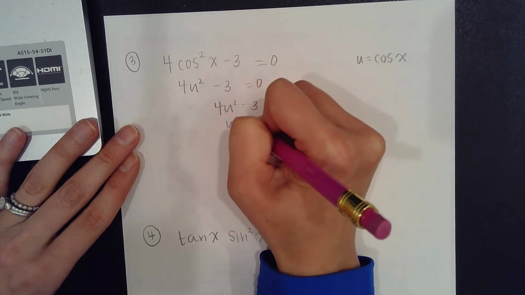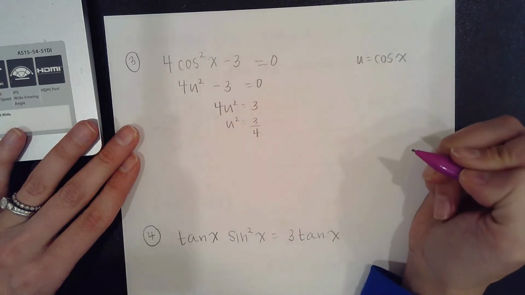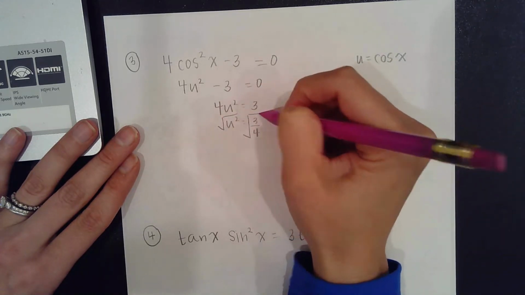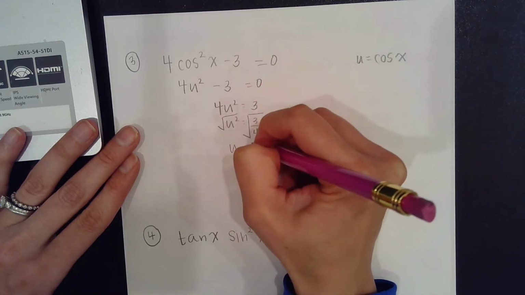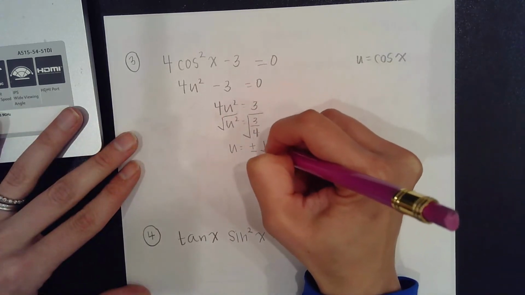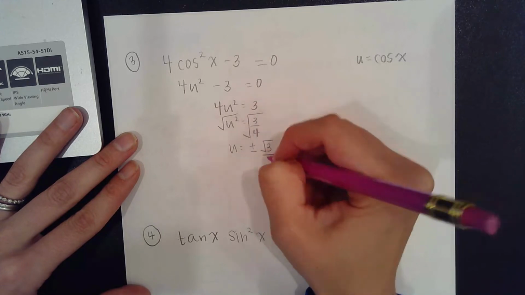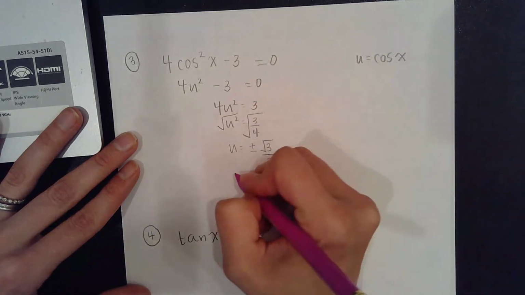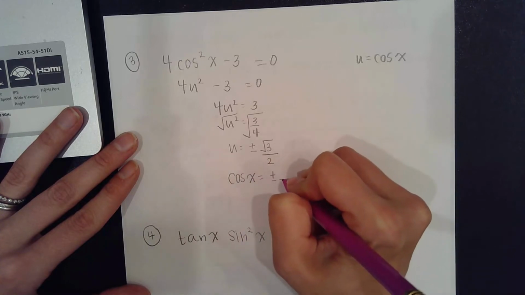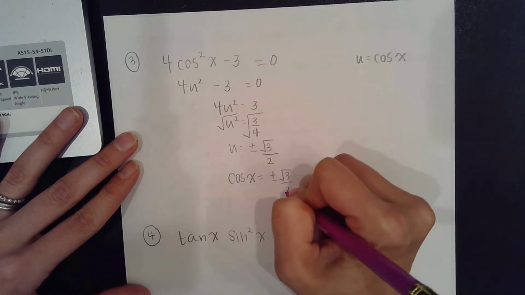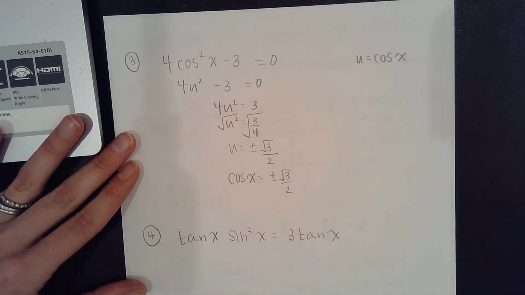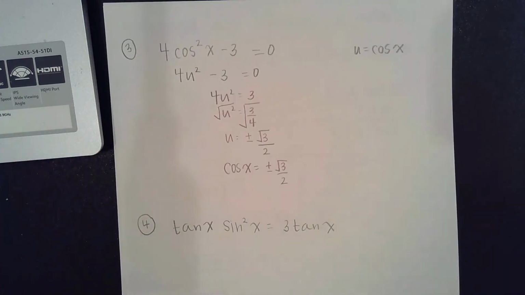Divide both sides by 4. So you'll have 3 over 4. And then you take the square root of both sides. So you'll have u is going to be equal to, remember that plus and minus, that's important, square root of 3, and then the square root of 4 is just going to be 2. So what you're looking for is where is cosine going to be both positive and negative square root of 3 over 2. So that's everywhere, right? So it's in all 4 quadrants.